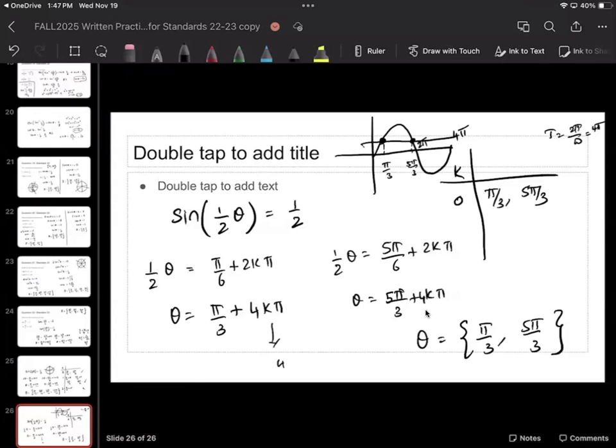So doing this graphically is another way that you can solve. Sometimes, if you feel that's easier for you, you can do that, but this is the method.